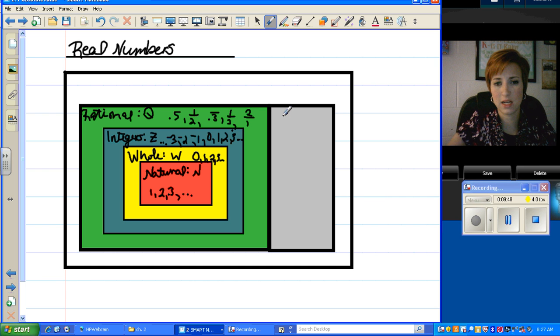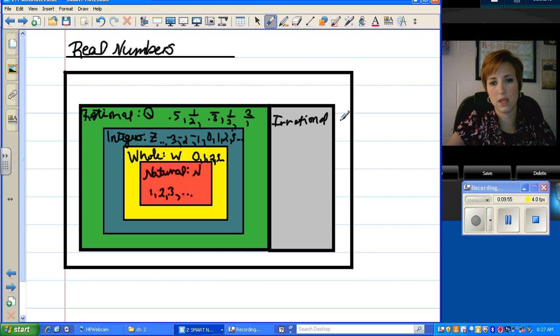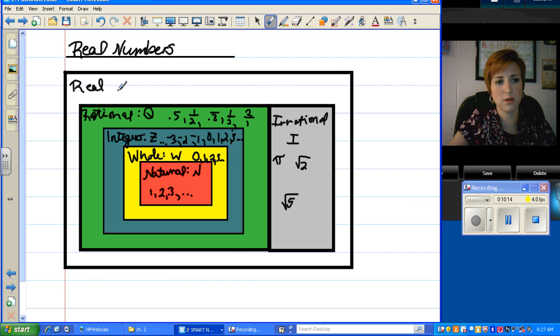Now the one off to the side, he's all lonely because he's our irrational. Irrational stands off by itself. The irrational numbers are denoted by the letter I, and we already said those are like pi, square root of 2, square root of 5. And our biggest group, the one that encompasses all the subsets, is our real numbers, and it's denoted by the letter R. So all the numbers in here are denoted by the letter R.